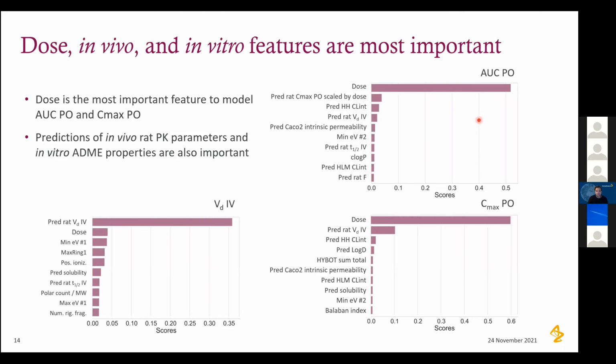The other thing we see here is that predicted in vitro endpoints and rat PK in vivo endpoints also appear to be important. So these are the ones beginning with pred, for predicted. So that has clear benefits, and we could also see that from when we did the combo FP.